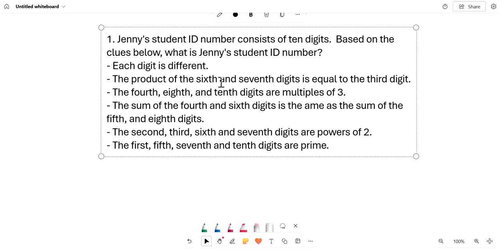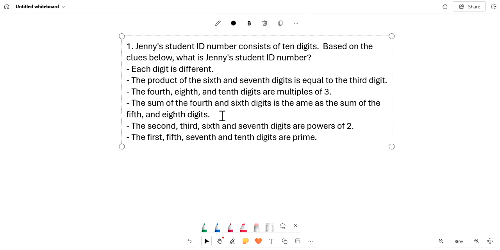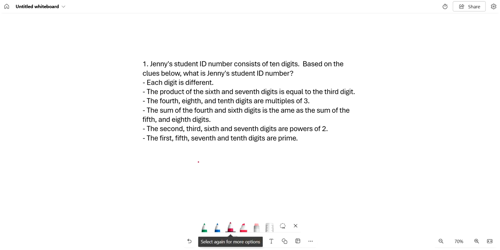The product of the sixth and seventh digits is equal to the third digit. The fourth, eighth, and 10th digits are multiples of 3. The sum of the fourth and sixth digits is the same as the sum of the fifth and eighth digits. The second, third, sixth, and seventh digits are powers of 2. The first, fifth, seventh, and 10th digits are prime.